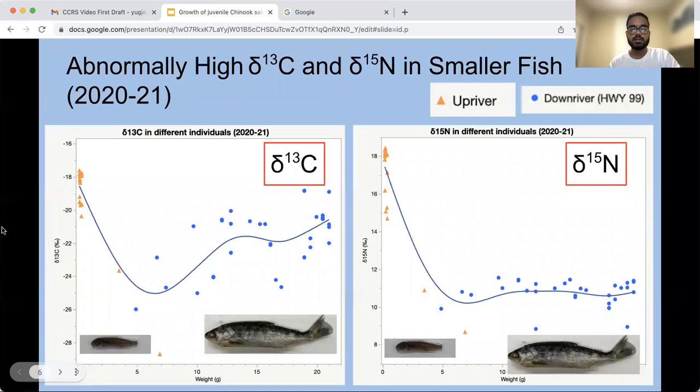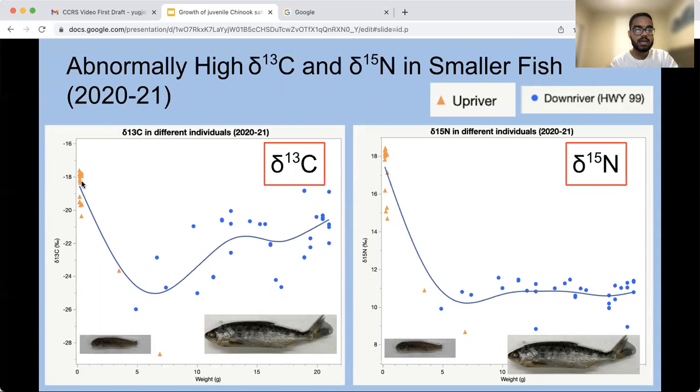Here are the results that we obtained. So this is a graph. The one on the left is a graph of delta C13 versus weight, and on the right is delta N15 versus weight. Orange triangles are from an upriver site, and blue circles are from a downriver site. As we go along the x-axis, the size of the individuals is increasing.